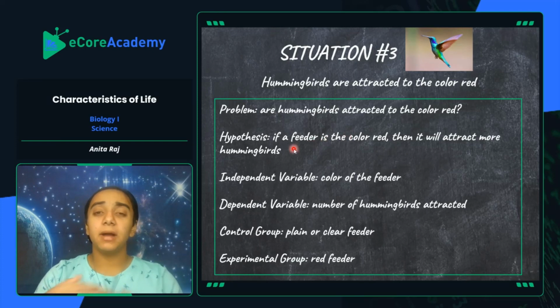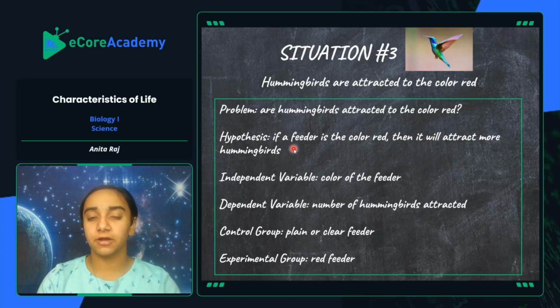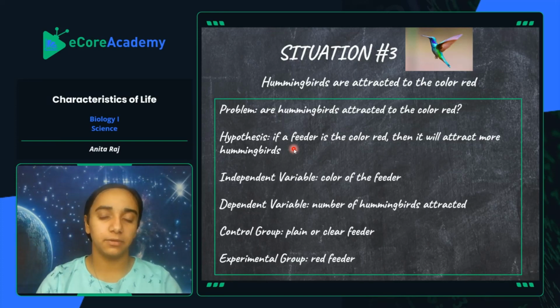So here, my opinion after doing all that research is yes, hummingbirds are attracted to the color red. So the way I'm going to phrase that in my hypothesis, my educated guess, because remember, I'm still not sure if they're attracted to red, but I am pretty sure. It's my gut feeling based off of the research I've done. So I word it as, if a feeder is the color red, so that's what I can control, I put out a red feeder, then the result will be that it'll attract more hummingbirds.